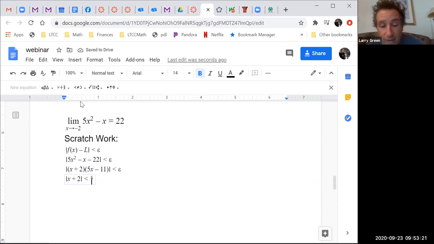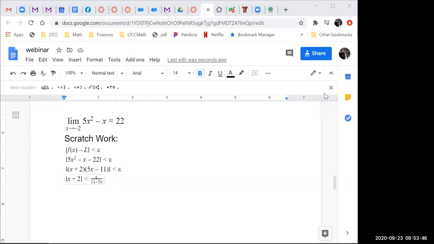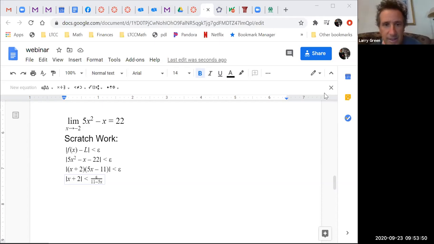over 11 minus 5x. Was that too much algebra at once for you guys, or do you see what happened? So I divided by the absolute value of 5x minus 11, and then realized the absolute value of 5x minus 11 is 11 minus 5x. Any questions so far? So far, so good? All right.